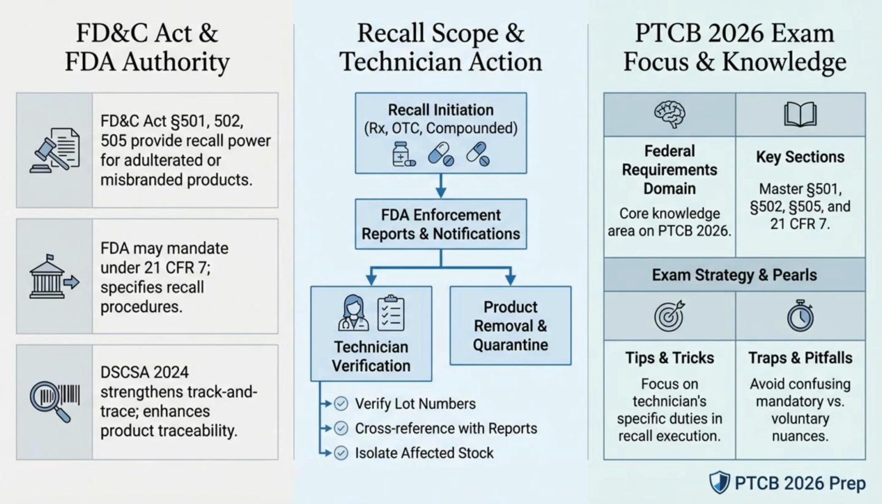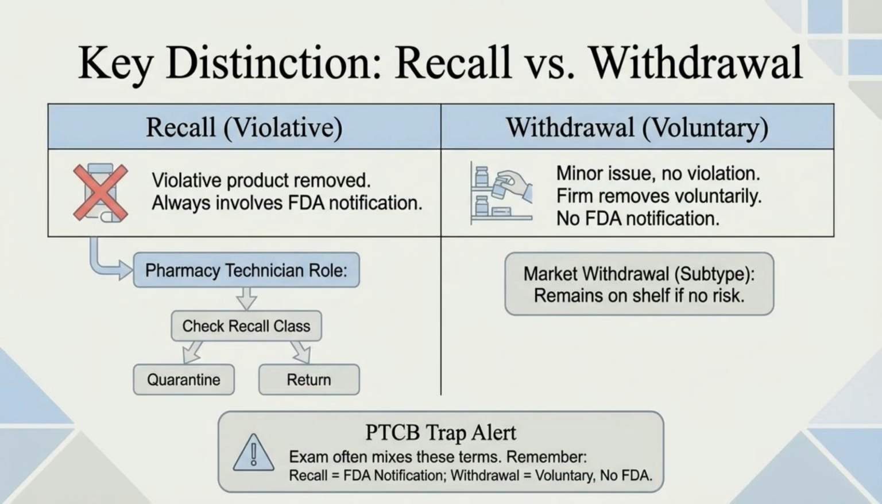The technician's action includes verifying lot numbers, cross-referencing reports, and isolating affected stock. It is a key distinction to differentiate between a recall and a withdrawal. A recall is violative, involves product removal, and always includes FDA notification. A withdrawal is voluntary, often for minor issues, and does not require FDA notification.